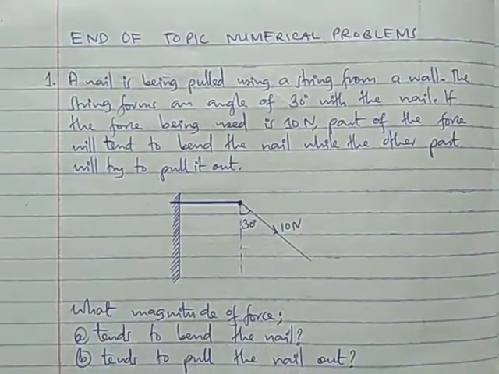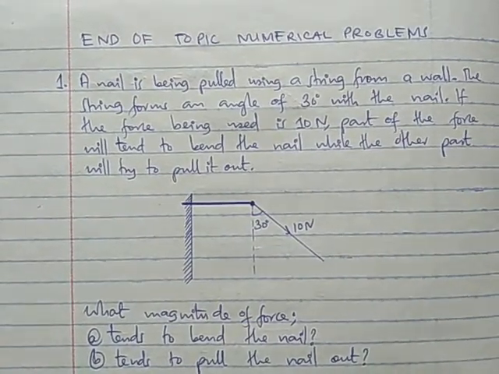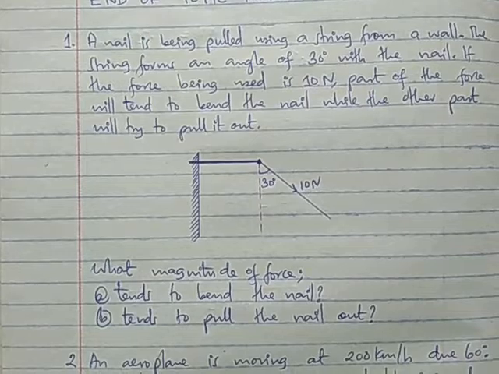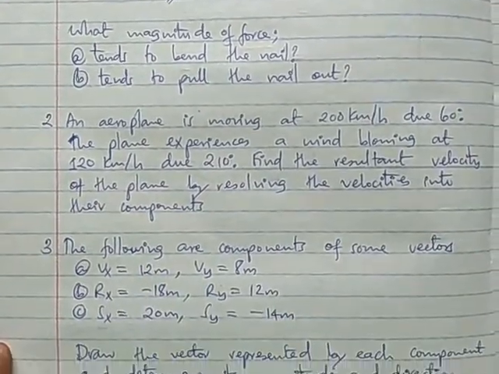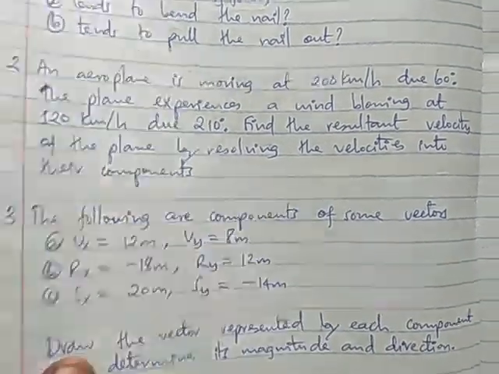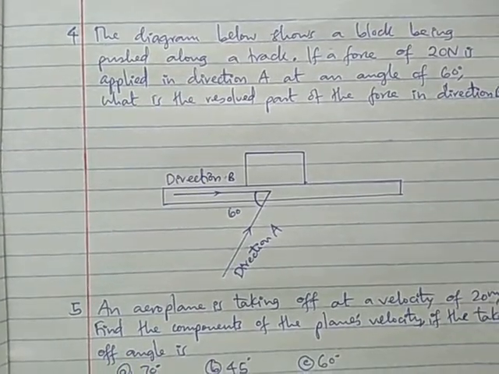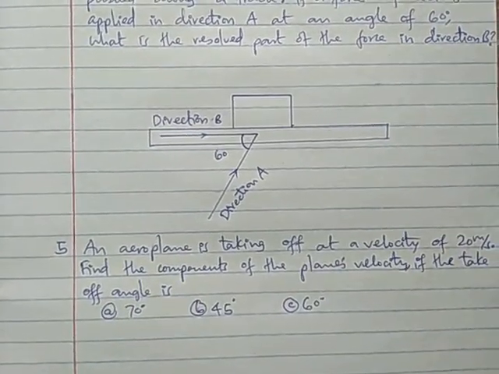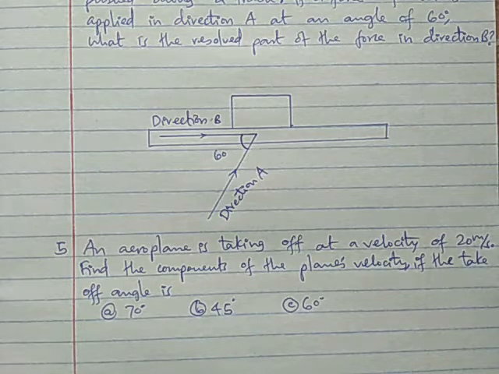From here we have the end-of-topic numerical questions, where we have various questions: the first question, the second question here, the third, the fourth, and finally the fifth. So you can solve the questions and then send me the answers through WhatsApp. Then after that we'll do the correction of these questions before moving to the next topic, which is friction.